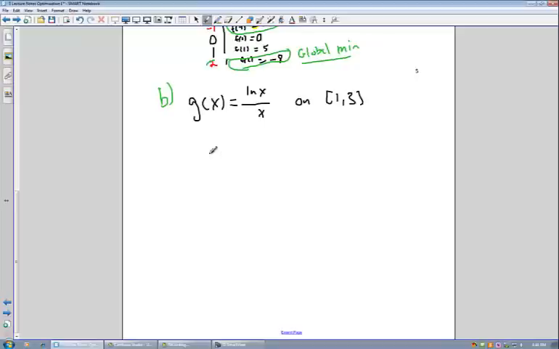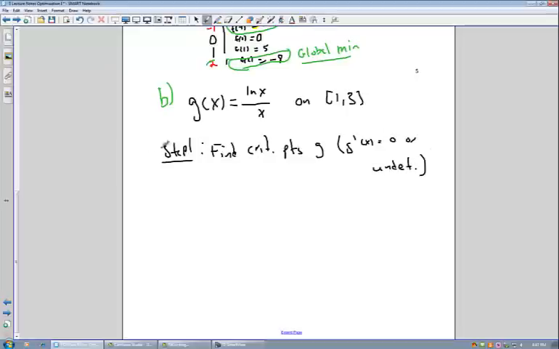There's really no difference here. You do step 1. Again, you just copy it down. So find the critical points of g. So that's when g prime of x is equal to 0 or undefined. And so we're going to take this derivative, g prime of x.